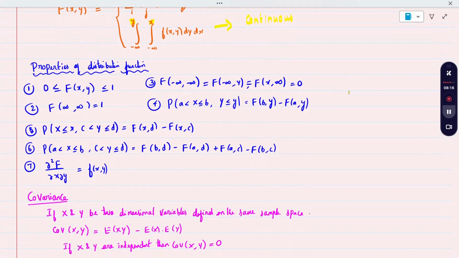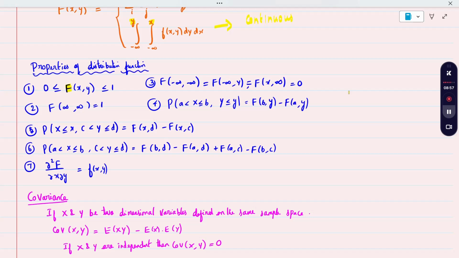In the distribution function, we have some properties. I have written 7 properties. The distribution function, this capital F, will be between 0 and 1. And F of minus infinity comma y, and x comma minus infinity, are all 0. Only when both x and y are infinity, it is 1. The 4th, 5th and 6th are like formula cases. When a is less than x is less than or equal to b, and y is a general limit, y less than or equal to y, then I can write it with the distribution as F of b comma y minus F of a comma y.